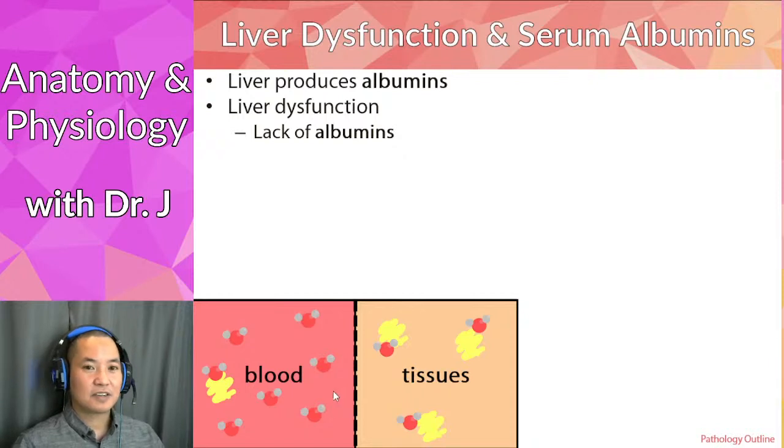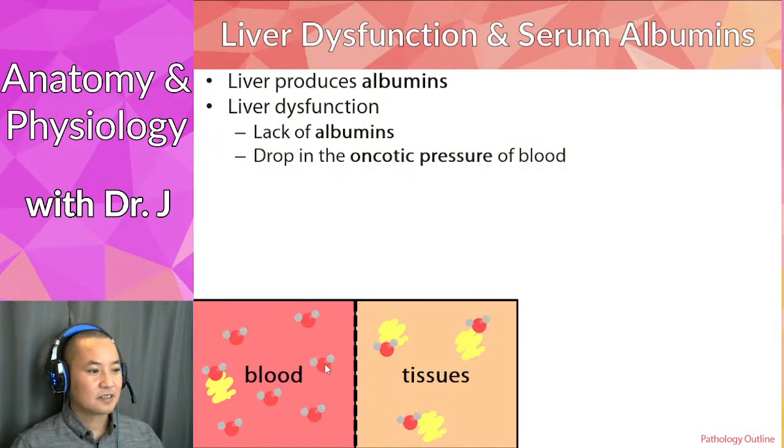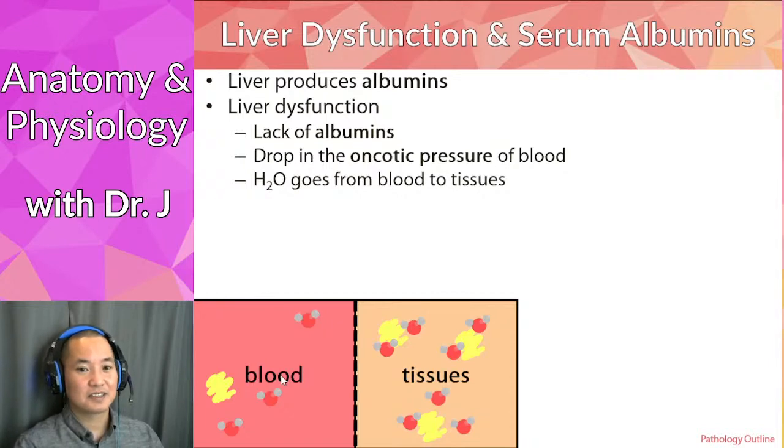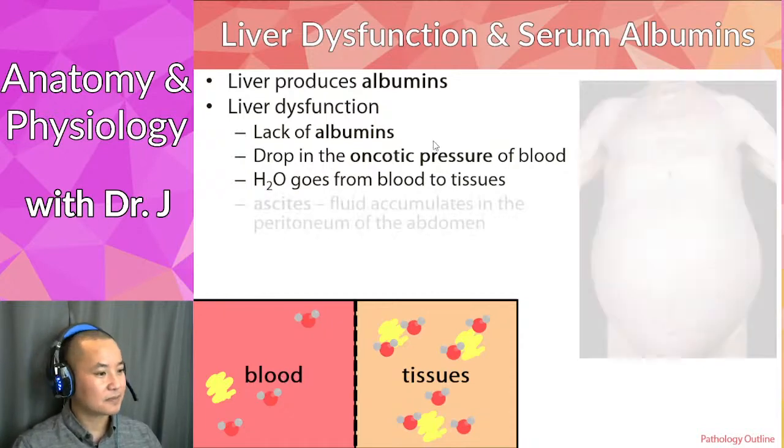So where does this water end up? It's going to end up where there's more protein and more oncotic and osmotic pressure. So if you have a drop in the amount of protein and a drop in oncotic pressure, the water ends up accumulating in tissue. Blood basically loses its ability to retain water.